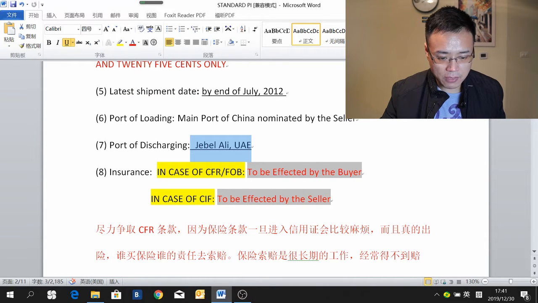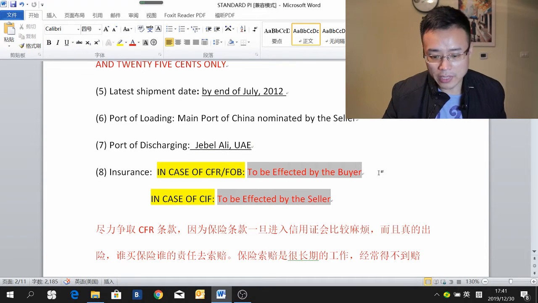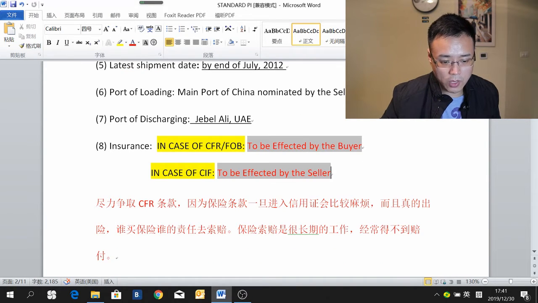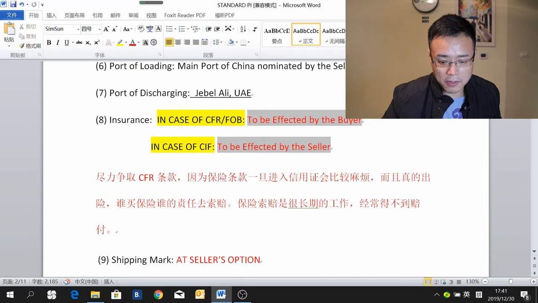Insurance. In case of CFR or FOB, insurance is to be effected by the buyer, which means you don't have to arrange insurance. In case of CIF, which is cost, insurance and freight, then as a seller you have to buy the insurance. But I strongly suggest you try CFR or FOB terms, because with CFR or FOB the buyer has to arrange the insurance, so you don't have to include the insurance policy paper in the LC documents presentation. And also, in case of cargo damage, who buys the insurance?